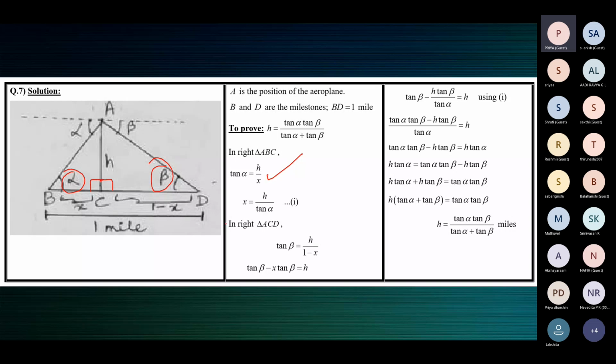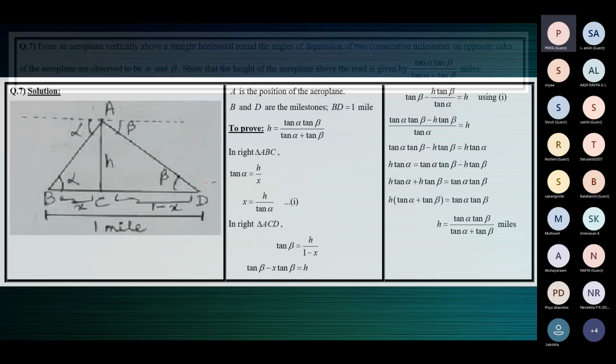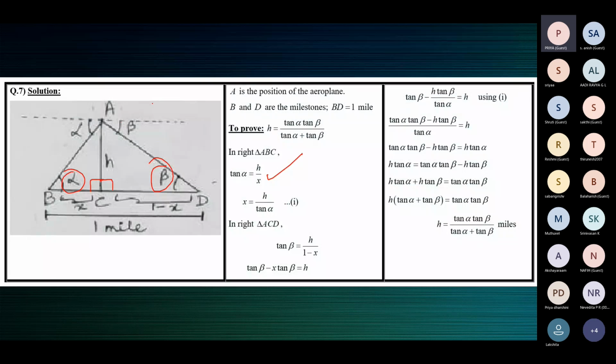Now, you have to plan this earlier, before you work this. You have to get the expression as h is equal to, because h is the height of the aeroplane from the road. You need to get h is equal to tan alpha tan beta by tan alpha plus tan beta. All right. So tan alpha is equal to opposite h by x. We are writing for x here because we need to find h.